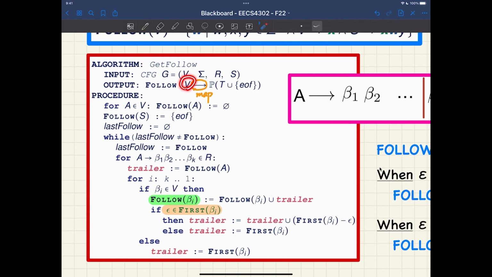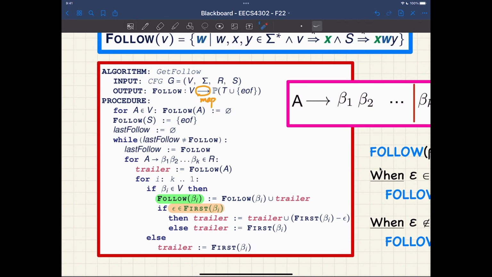Given the variable, we want to figure out its set of symbols being its follow symbol. That's basically the input and output. And initially, the follow set for all the variables is simply just empty. That's easy. And there will be some very important case to start with. The start variable has the follow set containing EOF to begin with.